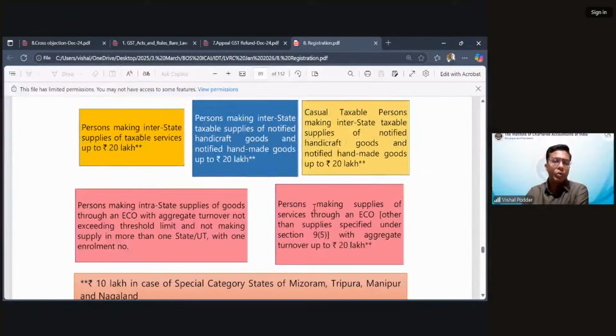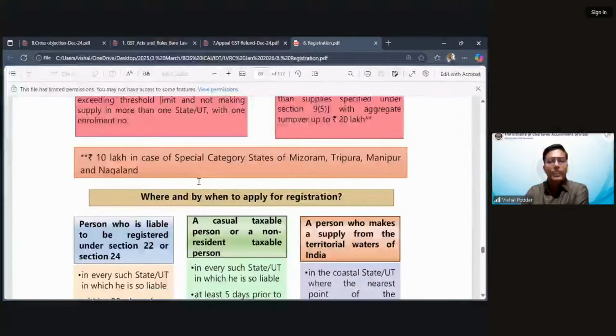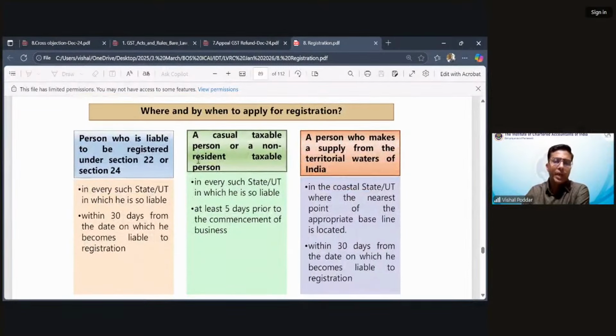In other words, if you read both these points, what comes out is only if you are a supplier of goods, if you are making interstate supply other than handicrafts, or if you are making your supply of goods through an e-commerce operator, only then you are required to take registration compulsorily and the threshold will not apply. Otherwise, if the same thing is done by a service provider, the threshold applies. A person making interstate supply of goods through an ECO with aggregate turnover not exceeding the threshold and not making supply in more than one state with one enrollment number. So these are the cases where registration will be compulsorily applicable.